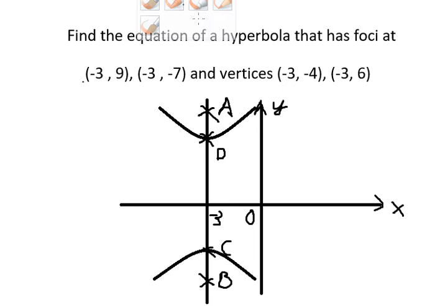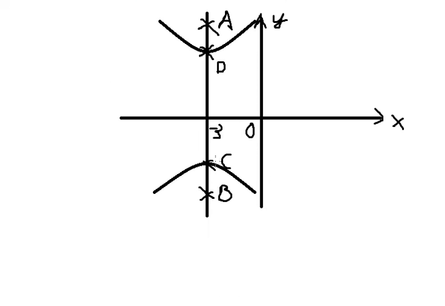Now we have the formula in here. If we look carefully, these points are on x equals negative 3. So that means we have the negative sign next to the x. This one you get positive.